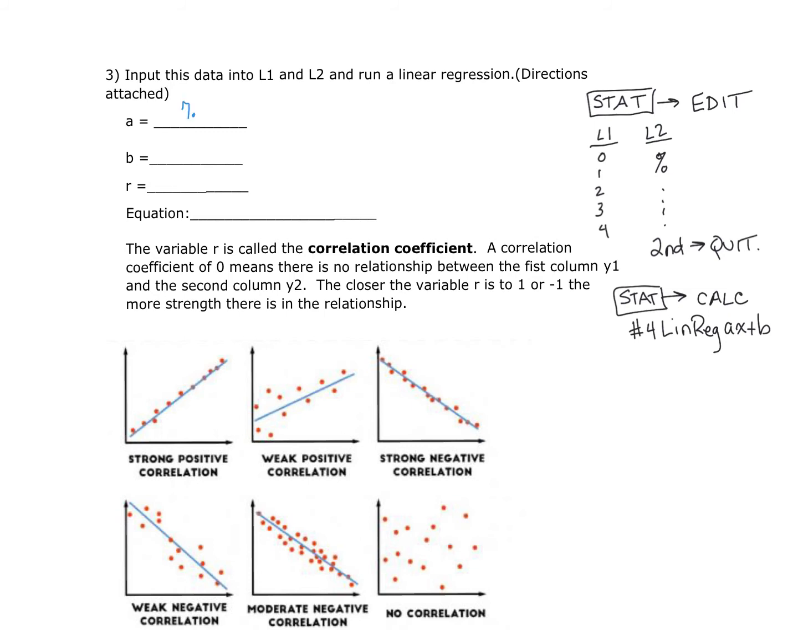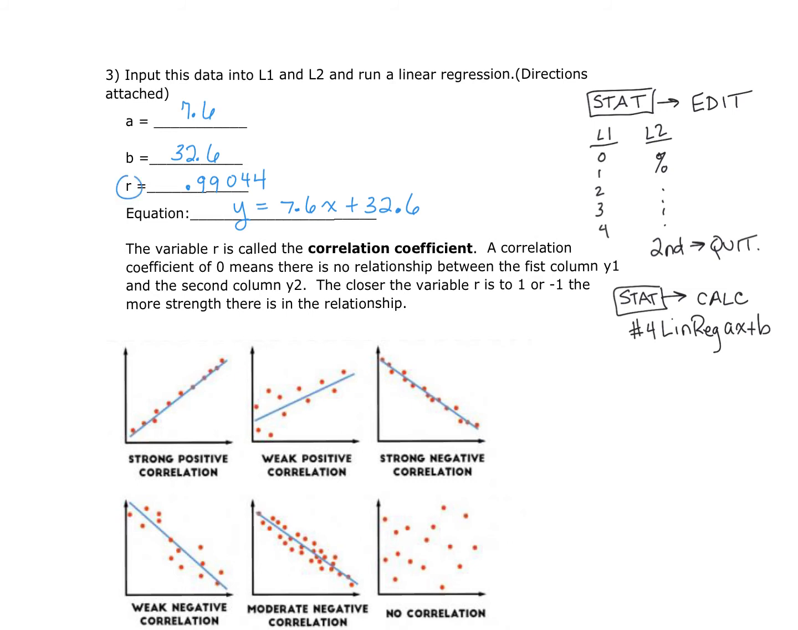7.6 for A, 32.6 for B. You may have an R squared. I'm not too worried about that. And then our R value is 0.99044 approximately. That means that our equation, because it has the form AX plus B, is going to be 7.6x plus 32.6.